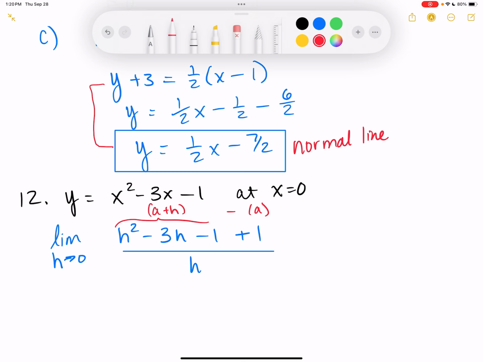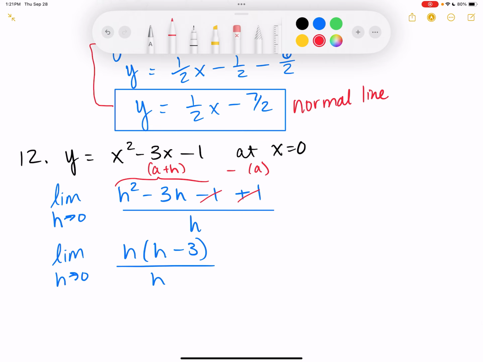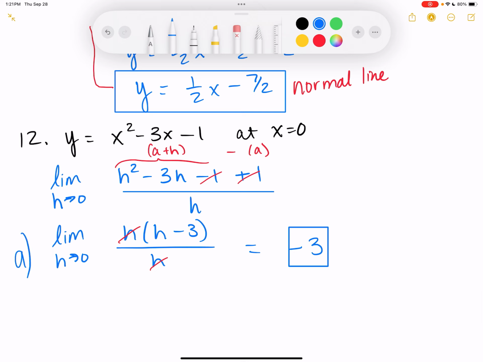So now on top, the 1's cancel. And so I'm going to take the h out of the top because I'm trying to write as little as possible. So the limit as h approaches 0 of h times h minus 3 over h. So the h's cancel. Now if I plug in 0 for h, I'm left with negative 3. So this is part A. My slope is negative 3.